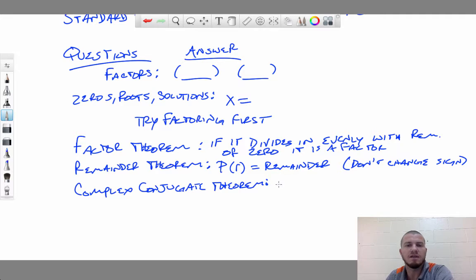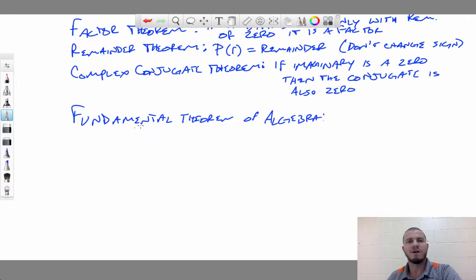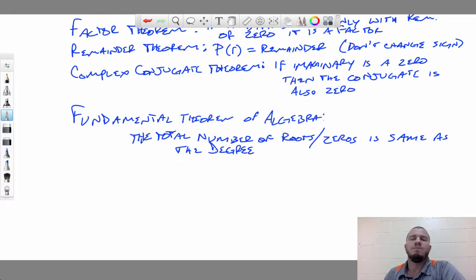Complex conjugate theorem says if a complex number is a root or a zero, the conjugate is also a root. So I put here, if an imaginary number is a 0, then the conjugate is also a 0. The fundamental theorem of algebra says the total number of roots is going to be the same as the degree. The details on that is that's including the multiplicities and that's including the imaginaries.